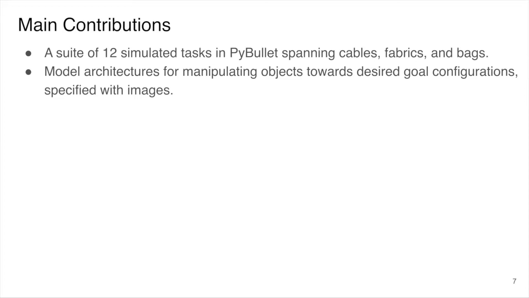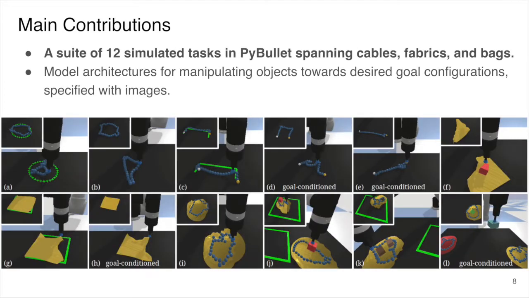In this work, we have two main contributions. The first is a suite of 12 simulated tasks in PyBullet that span cable, fabrics, and bag. PyBullet is a very common and widely used physics simulator for robotics research. And we propose this benchmark of tasks, which is open source, so that other researchers can try out their own algorithms and ideas on it, so that we can better benchmark progress in deformable object manipulation research.